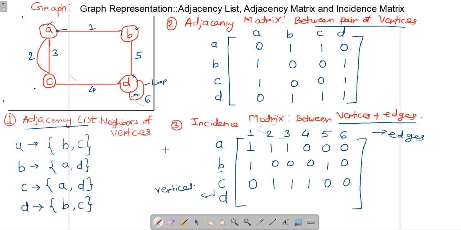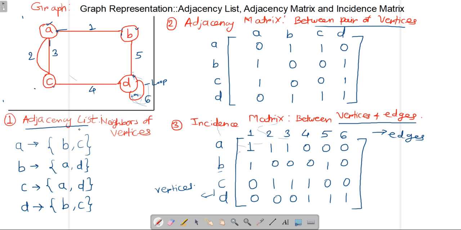And for D, edge 4 is incident on D, edge 5 is incident and edge 6 is incident. So for D we will write 1 for 4, 5 and 6. All others are 0. So this is called your incidence matrix. Now a few observations you can make.